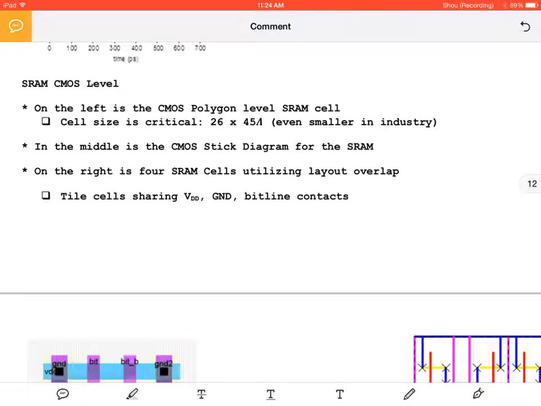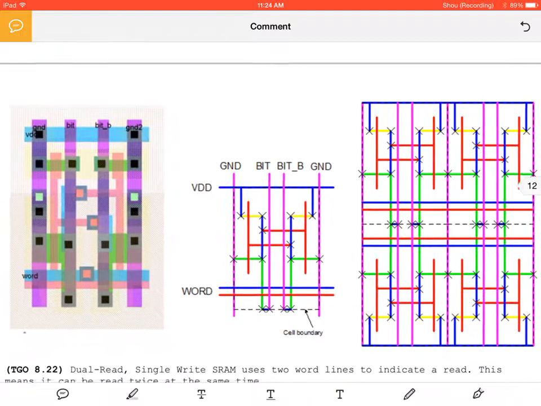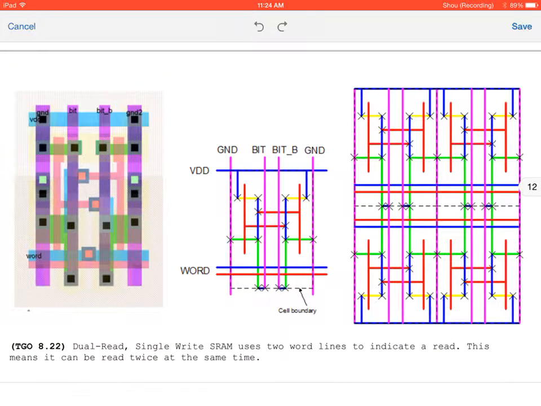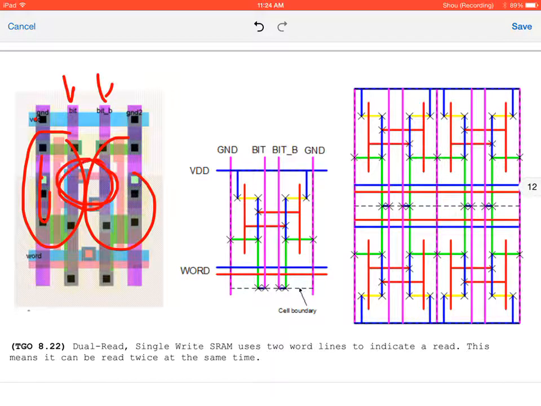In the middle, I've presented the stick diagram. And on the right, I've presented a stick diagram with 4 CMOS transistors, 4 SRAM cells. And then this is an example of using the layout overlap that we discussed in section 7 to reduce overall area. So now that you're aware of how the layouts look, you can see inverter 1, inverter 2, you have bit and bit bar, VDD and ground. So you see the loop here. And then you use the word line and bit bar to read and write.